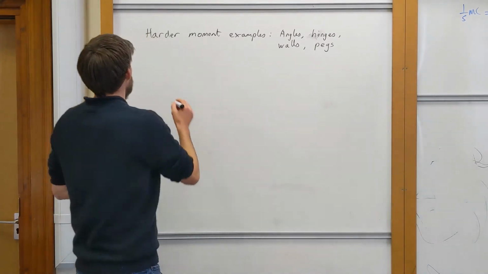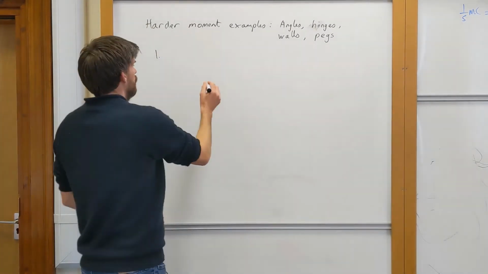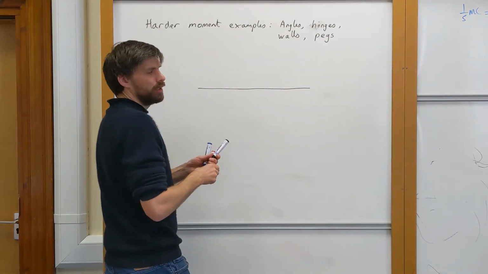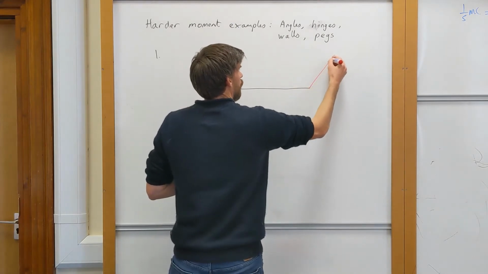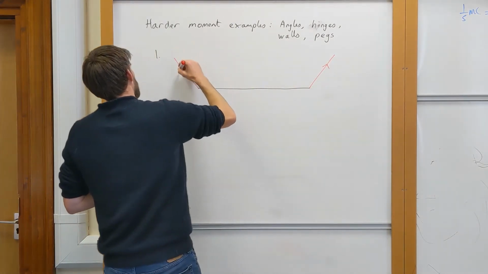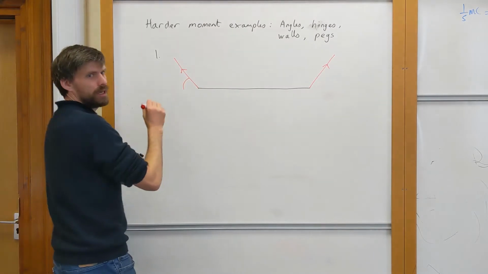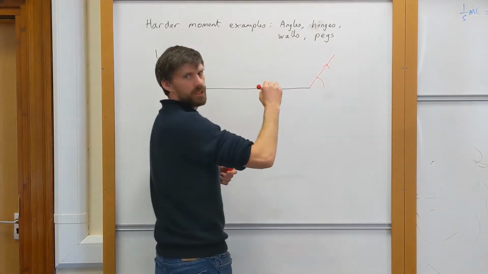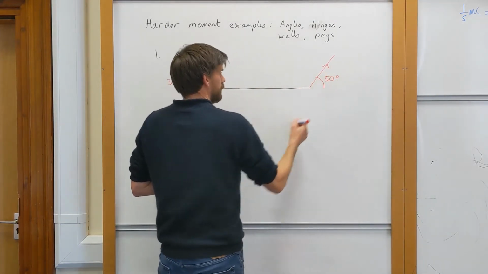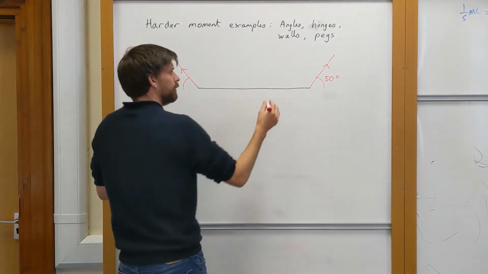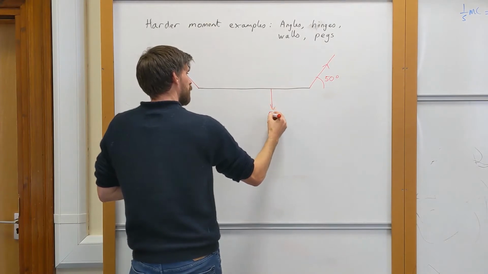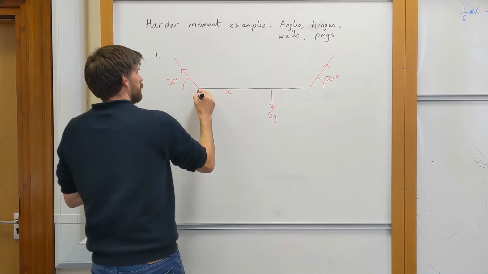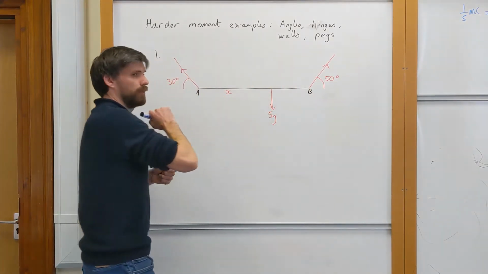So the first example has a beam AB, which is being suspended by two wires coming off like so. The wire on the left is coming off at 30 degrees, the wire on the right is coming off at 50 degrees. The beam itself is non-uniform with a mass of 5g, and we'll call that distance x from A. That's what we're going to find in part B.